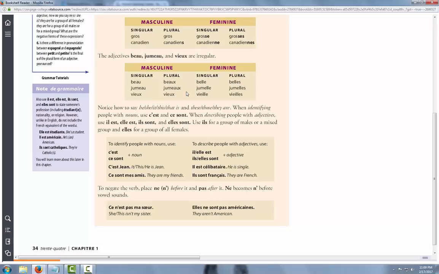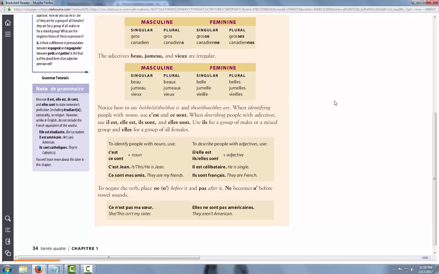Il est jumeau, ils sont jumeaux, elle est jumelle, elles sont jumelles. Here you're hearing only two pronunciations for four different words, and the X at the end of jumeau, you don't hear that. Or you don't hear the S at the end of jumelle in the feminine plural form either, because the final S is not pronounced. Vieux means old, il est vieux, ils sont vieux, elle est vieille, elles sont vieilles. Here you're hearing two forms and you're writing down three different forms.